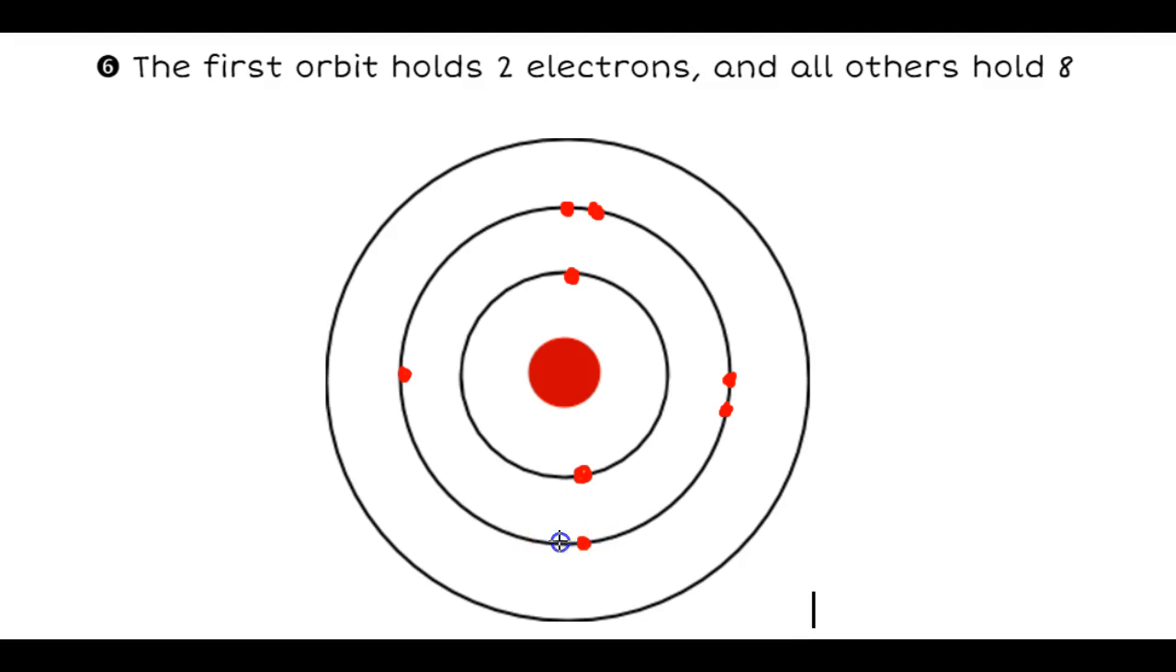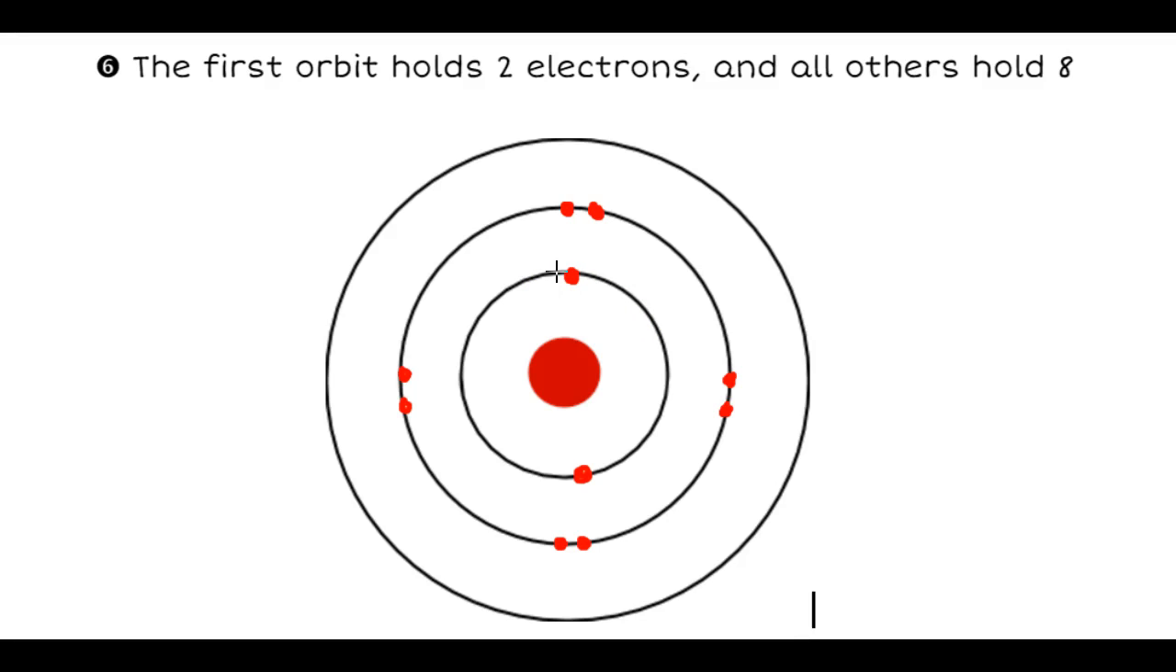And then I would go ahead and do that same thing for the second orbit. Okay. Now you'll remember that what defines an element is the number of protons that we see in the nucleus. And so because of that, when we're drawing the Bohr-Rutherford diagram for a specific element, we need to take into account the number of protons, the number of electrons, and the number of neutrons.